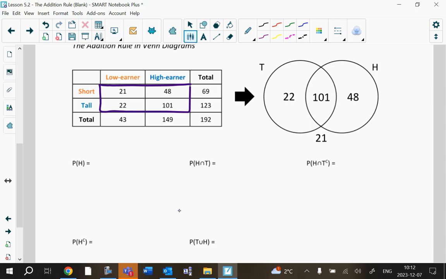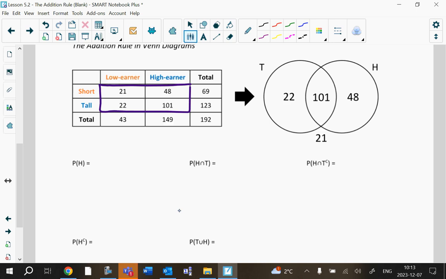Because if you look at it, remember T means tall, H means high earner. Short low earners don't go in either of those circles, which is why it goes outside. Tall low earner means that they're tall, but they're not a high earner. So they go in the tall circle, but they have to stay outside the high earner circle, which is why they go here.